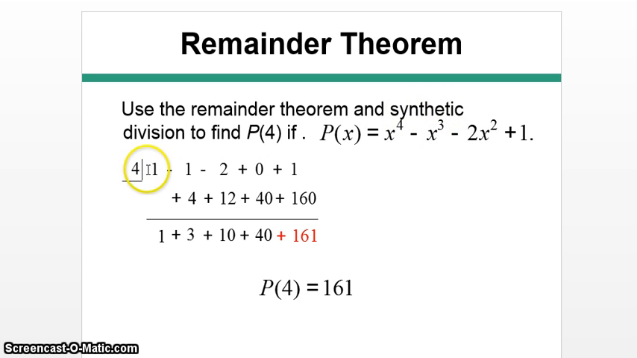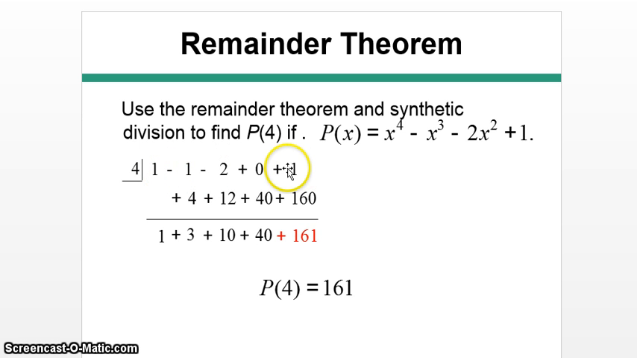Now write down 4 here because they are asking for p of 4. Then write all the coefficients. Now look at here, this polynomial is in descending order and all the variables are present except x, which means the coefficient will be 0. So now write down 1, the coefficient of x to the 4, negative 1, the coefficient of x cubed, negative 2, the coefficient of x squared, 0, the coefficient of x, and 1 the constant.